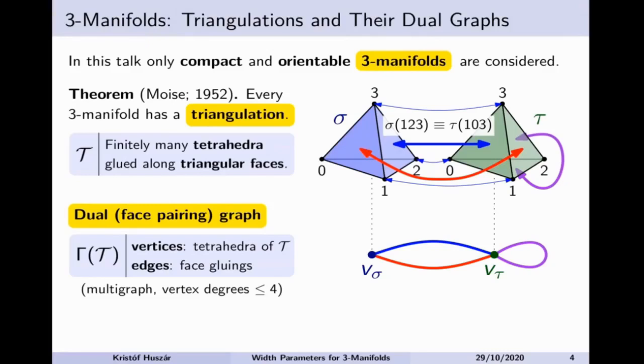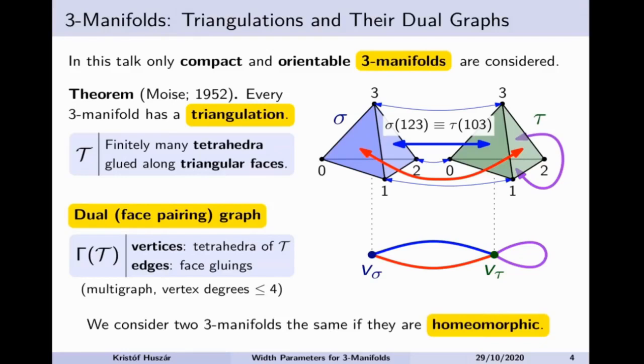Now, also we consider two three-manifolds the same if they are homeomorphic. And just one quick remark. A triangulation as presented here is in general not a simplicial complex, but if this bothers you, you can always turn it into one by taking at most two barycentric subdivisions.